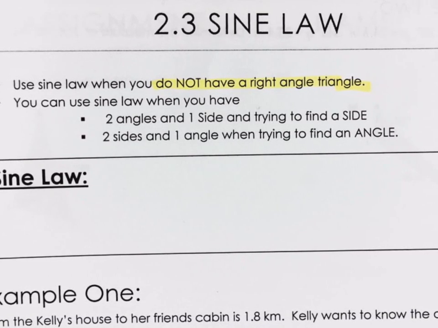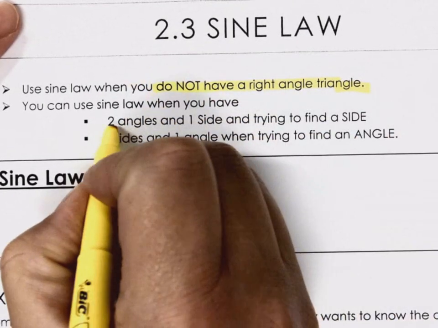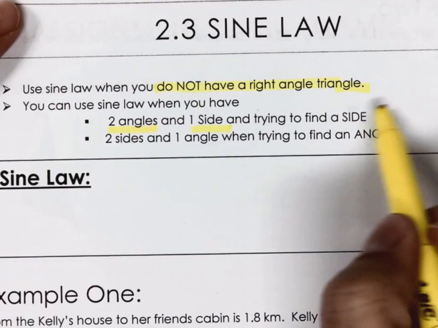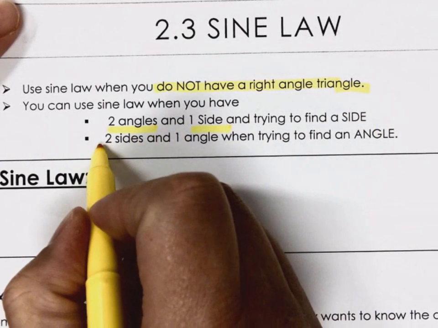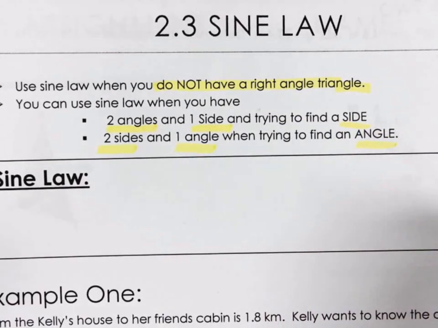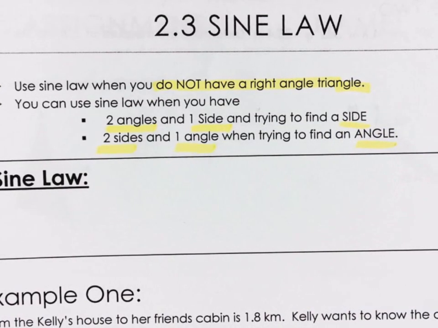So you're going to have to decide when you see these non-right triangles, am I going to use sine law or cosine law? And you would use sine law when you have two angles and one side, and you're trying to find a side, or you have two sides and one angle, and you're trying to find that other angle. It's a little bit more specific than that.